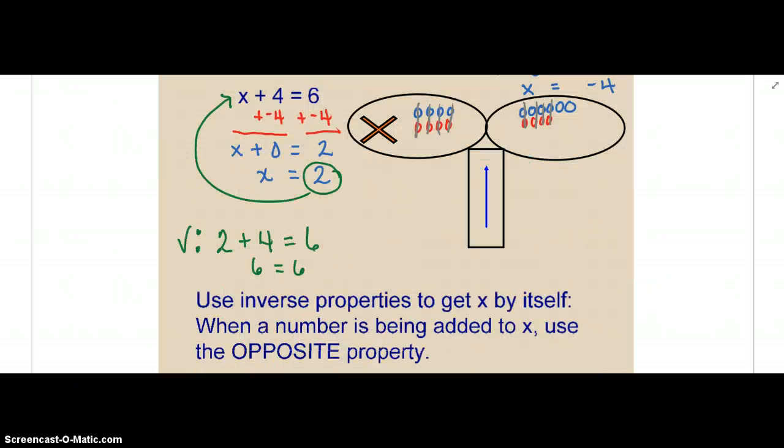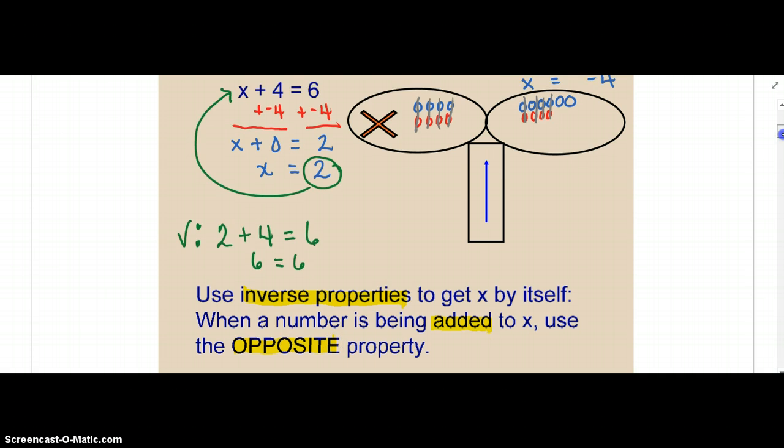In order to solve equations, we are going to use inverse properties to get x by itself. So the inverse property is how you undo something. So the inverse of adding a positive is adding a negative. We used to think of it as the inverse of adding is subtracting. So when a number is being added to x, you're going to use the opposite property. So we're going to add the opposite to both sides.